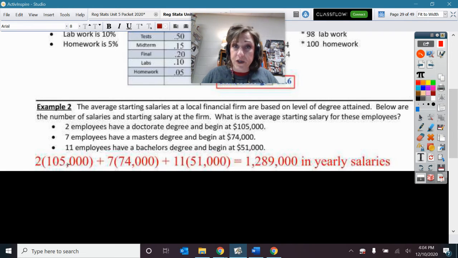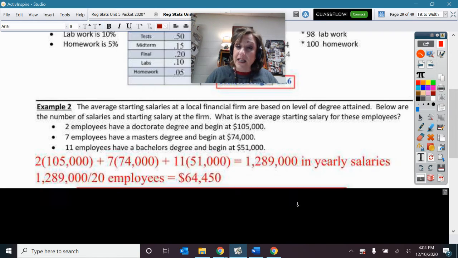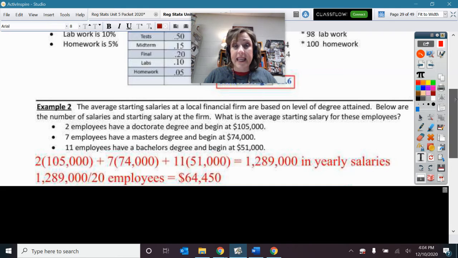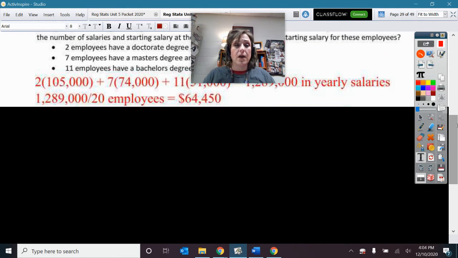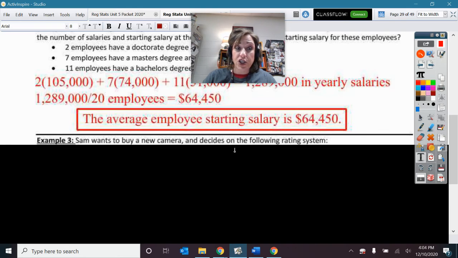2 of the doctorate salaries plus 7 of the master's salaries plus 11 of the bachelor's employees. And there is the total amount that the company is spending in yearly salaries, but then you divide by the 20 employees to get the average.